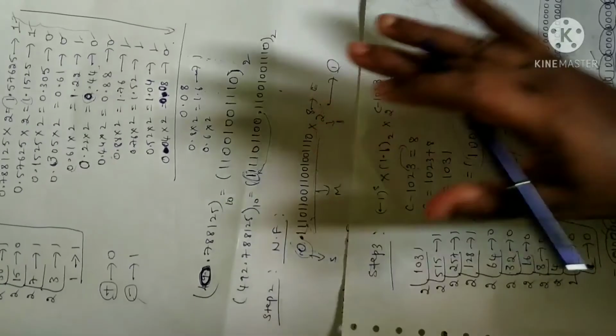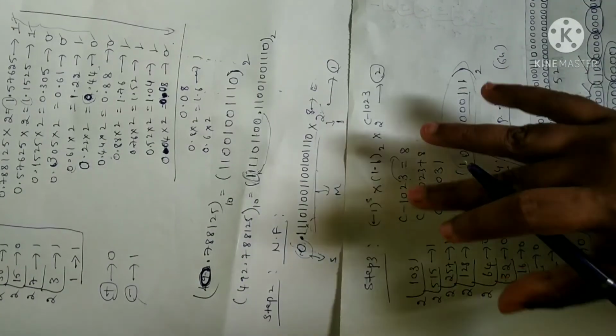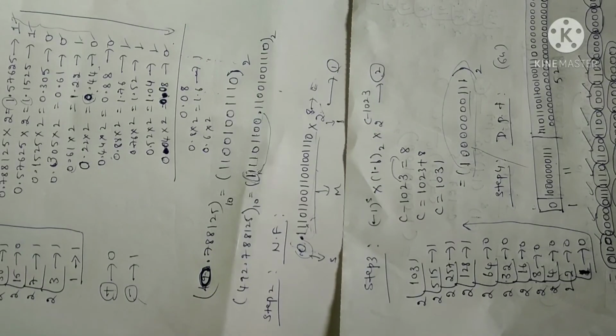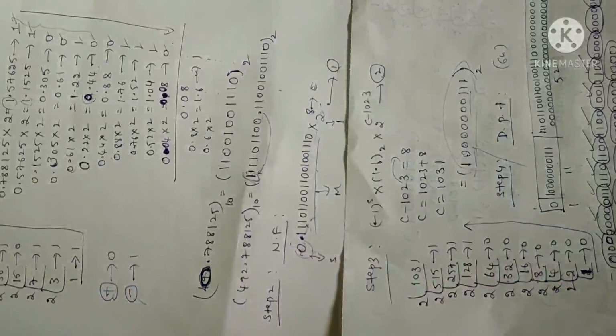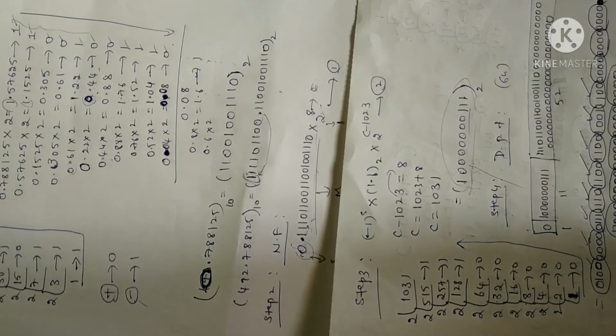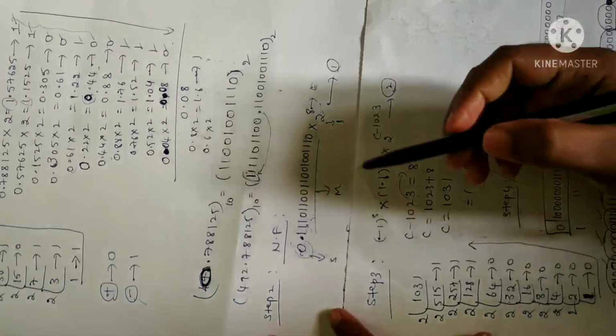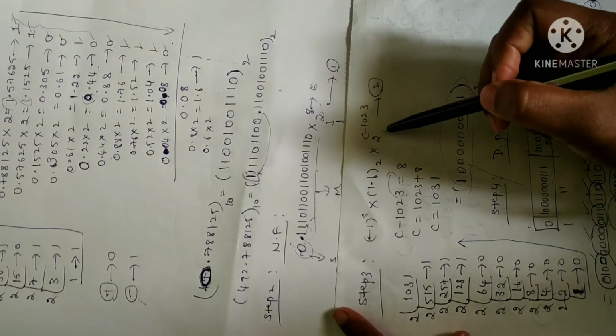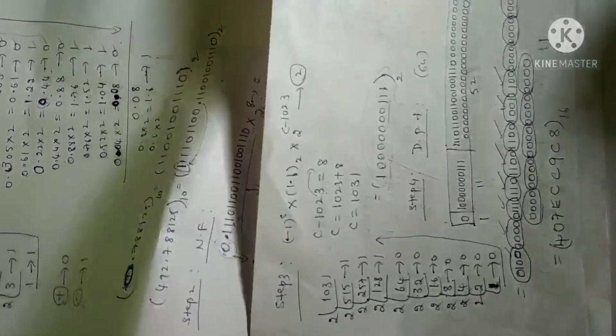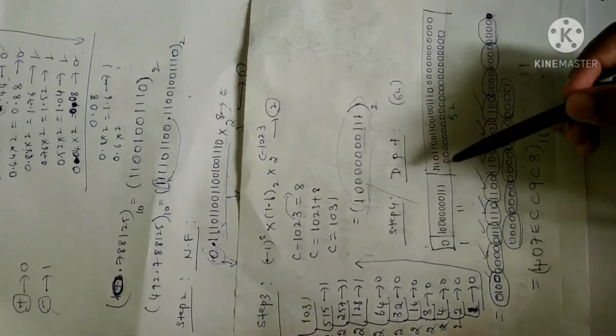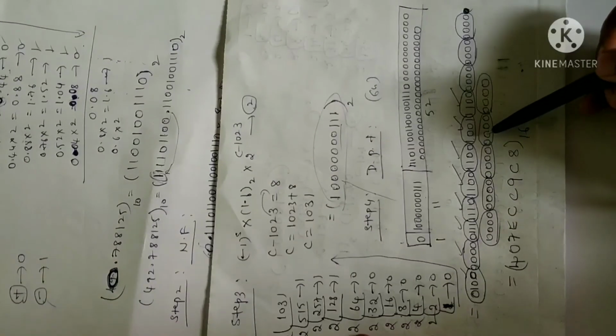I'll just revise once again. The steps will be the same as we did for single precision. The first step is converting the given number into its equivalent binary digits. In the second step we have to normalize the given number, which we did in the previous case. Then in step 3, you write down the standard format of double precision and convert it to the equivalent binary number. Next, convert the given number into its hexadecimal as shown.